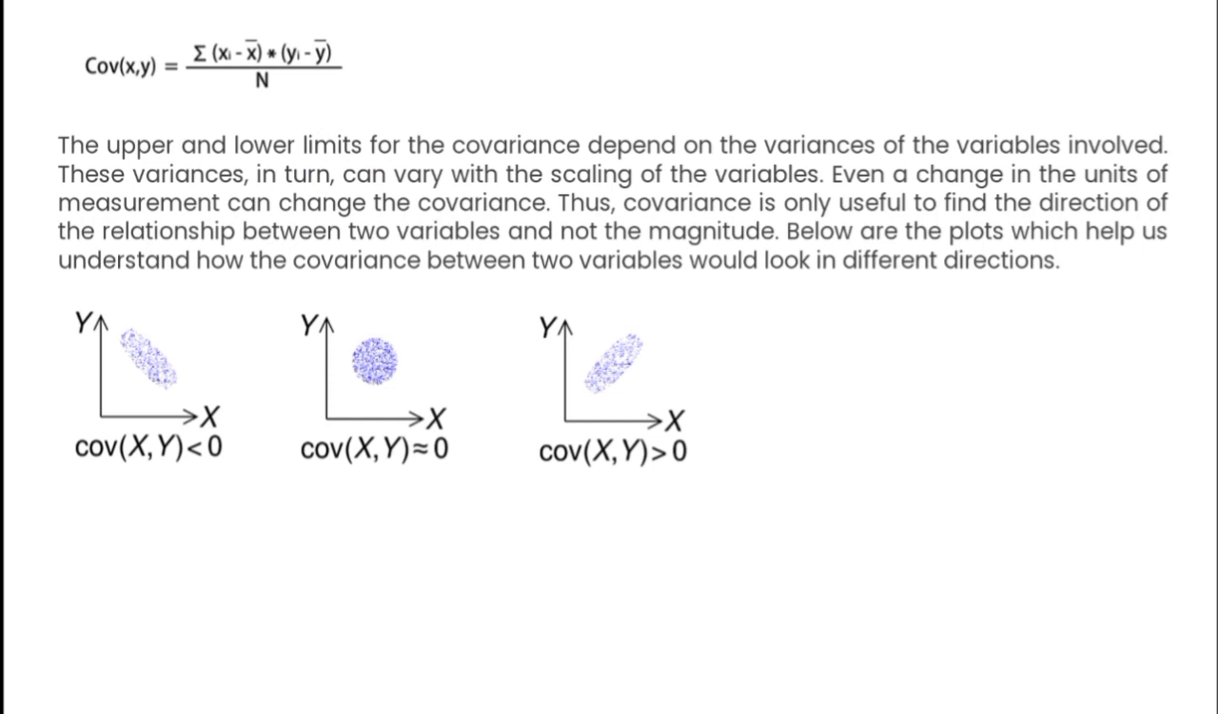The upper and lower limits for the covariance depend on the variances of the variables involved, right. Here I am considering xi and yi, and I am subtracting both xi and yi with x bar and y bar, and I am dividing with the n. You will understand what n is, all those things, within the example.